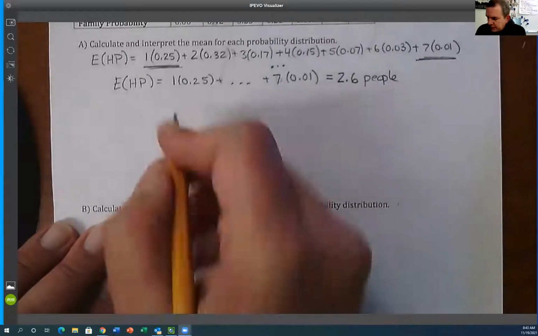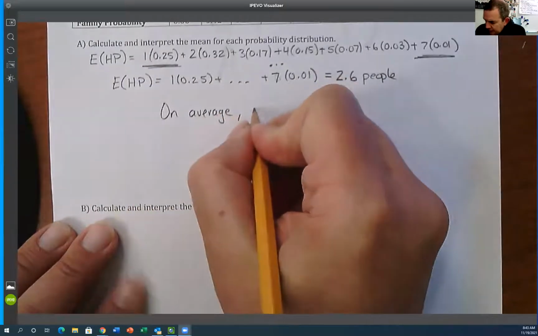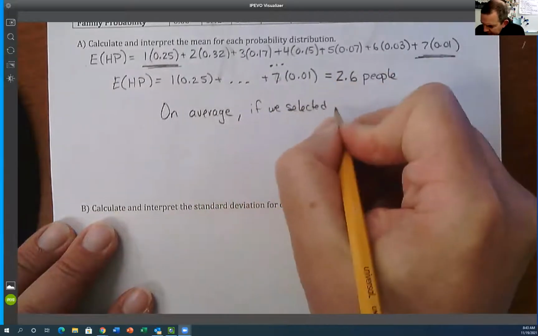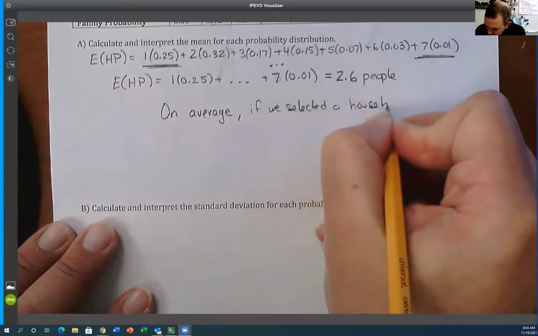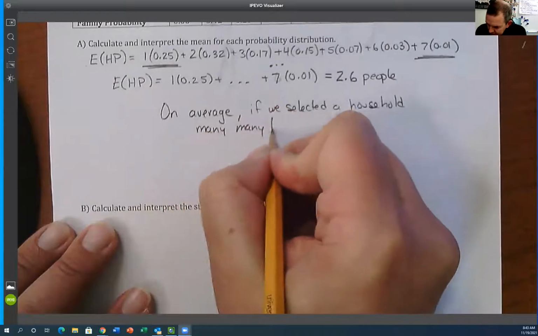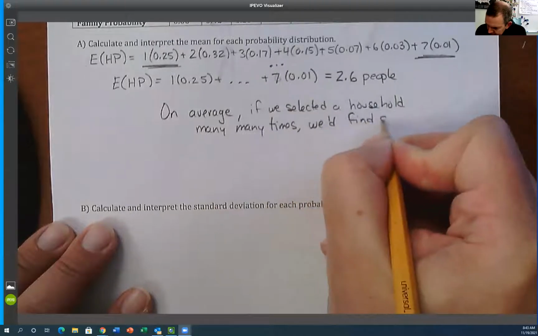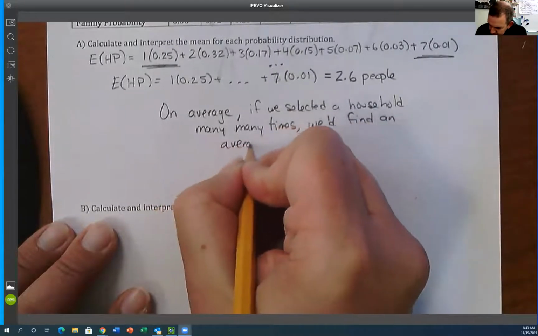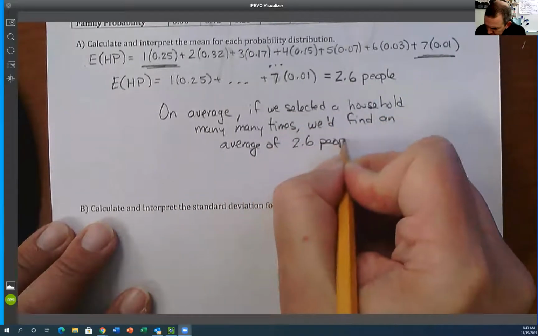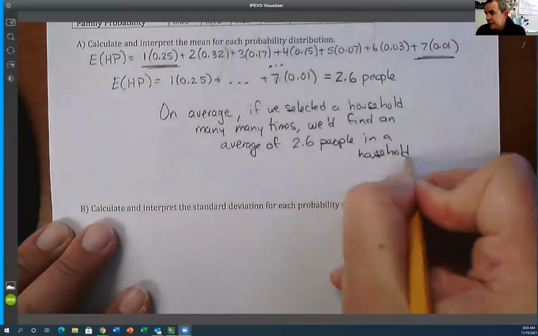So the interpretation is: on average, if we selected a household many times, lots and lots of times, we'd find an average of 2.6 people in a household. Okay, so that's our first one. That's what we did last time.